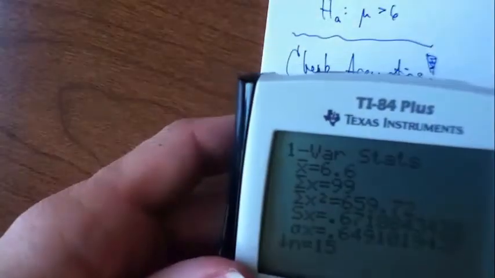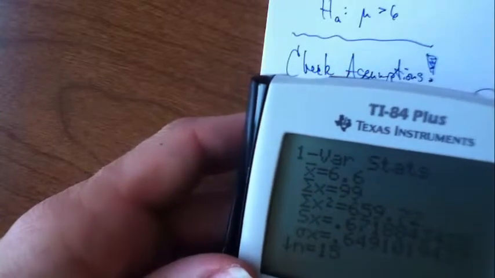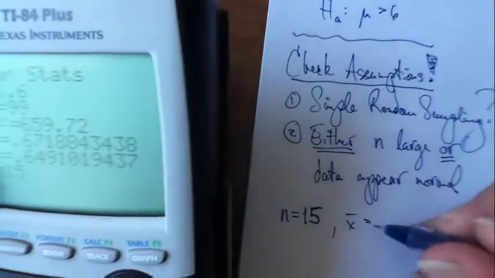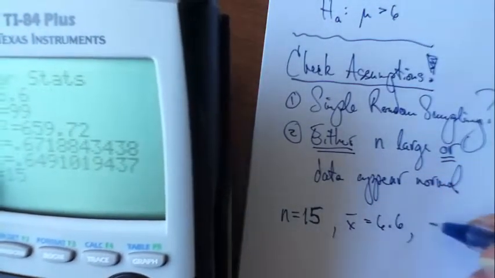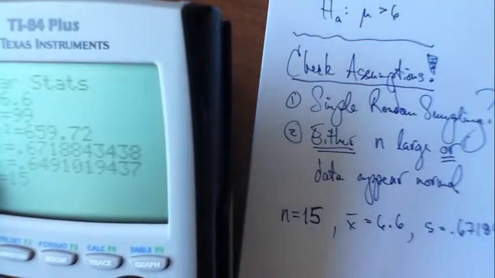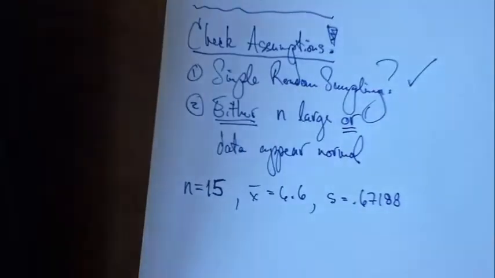The mean is 6.6, and the sample standard deviation is 0.67188 or so. X bar is 6.6, and the sample standard deviation is about 0.67188. Oh yeah, we were checking assumptions, right? Okay, so we have a couple things that we can look at here.